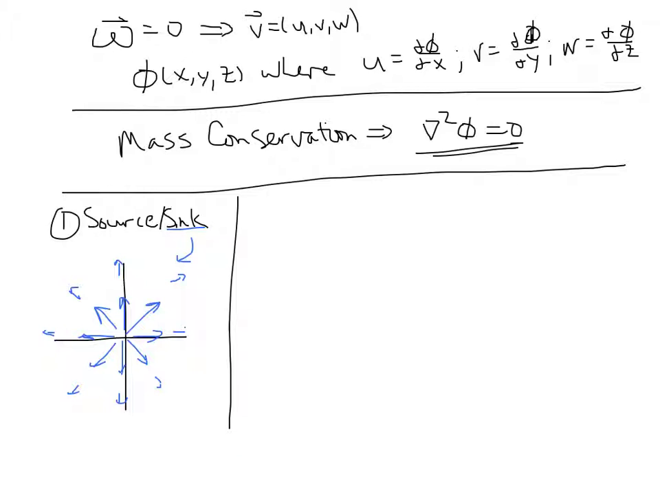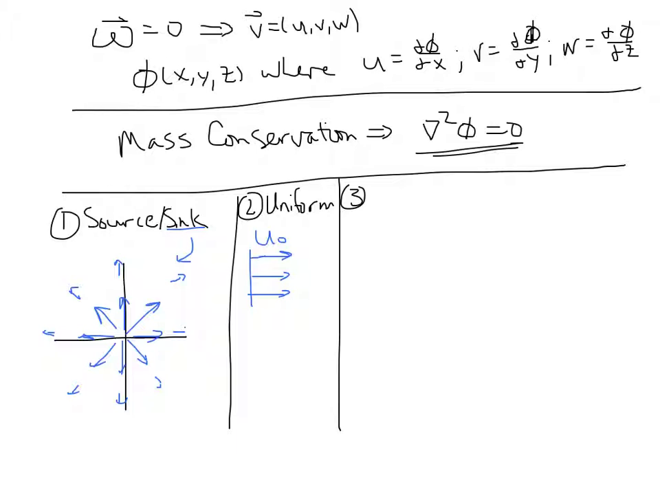Now the second basic flow is uniform flow. Very simply, uniform flow is just flow from left to right of uniform magnitude u0. Nothing more to that to be said.